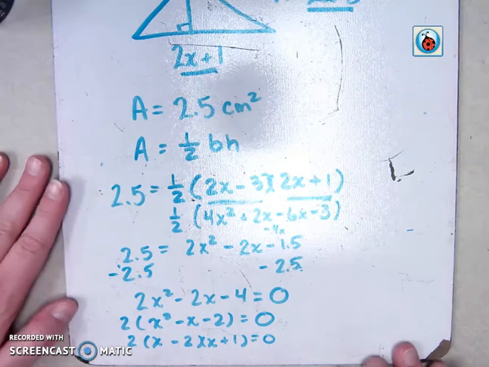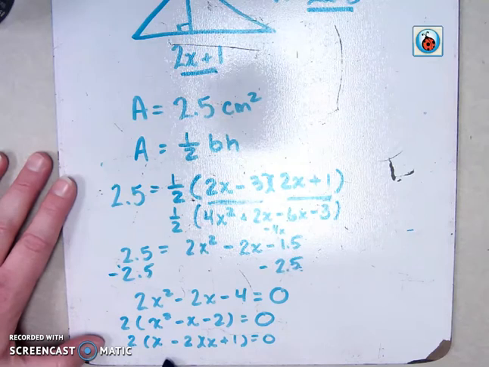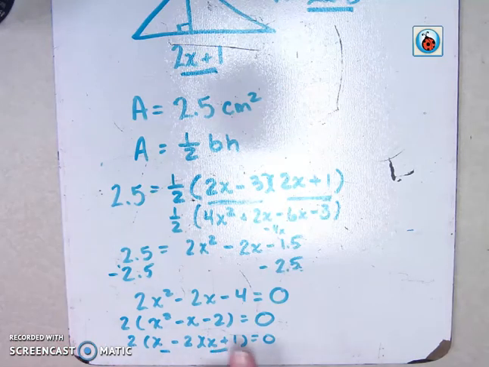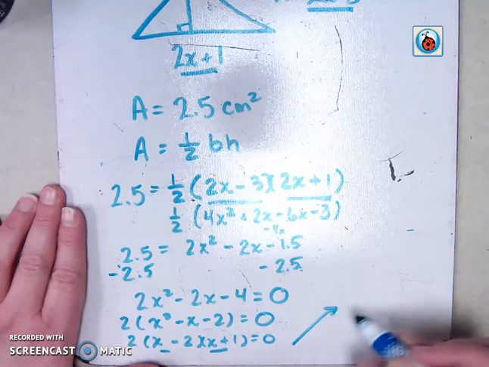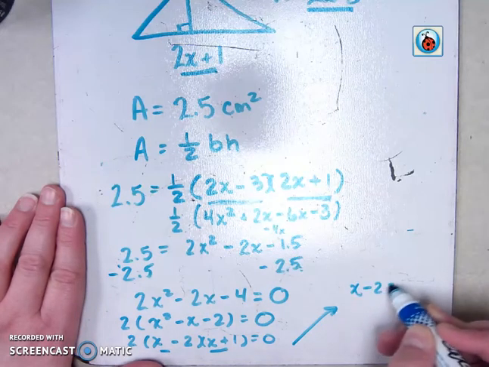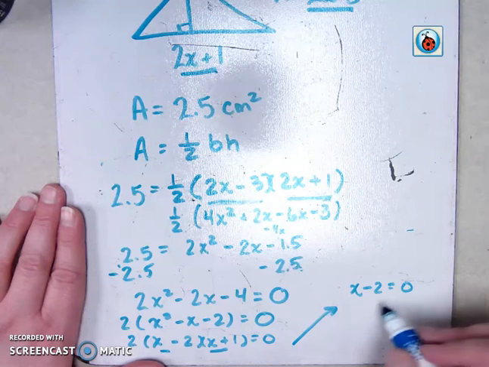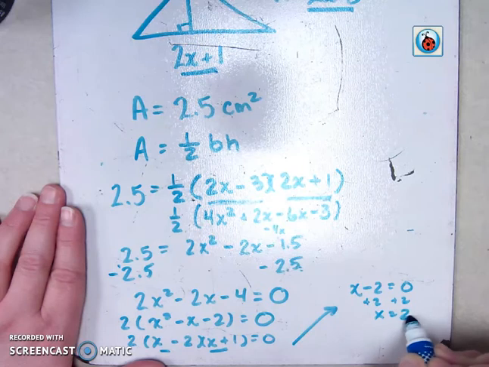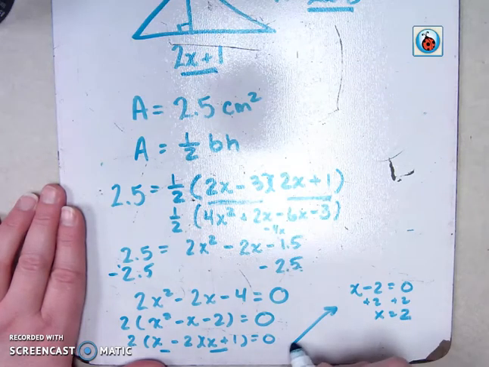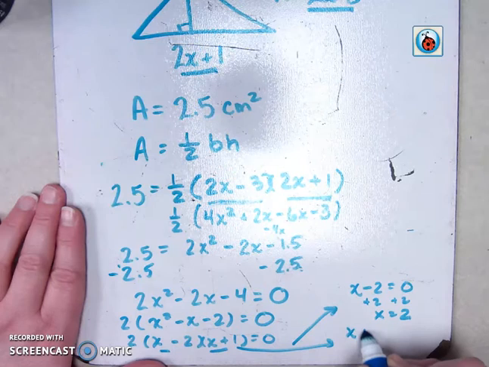So now I have it factored. In order for me to continue solving it, since it equals 0, I write an equation for each binomial, where x minus 2 equals 0 and x plus 1 equals 0. I'm going to do that up here. x minus 2 equals 0. If I solve that equation, I add 2 to both sides, I get x equals 2. Or x plus 1 equals 0. Well, that would be x equals -1.